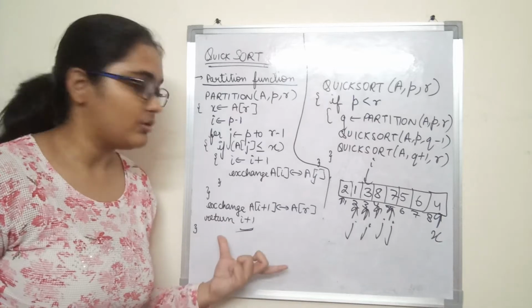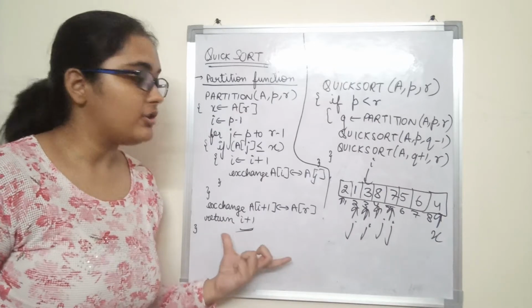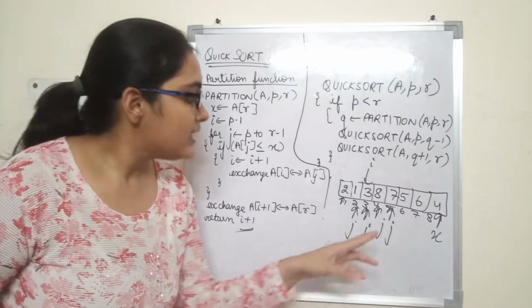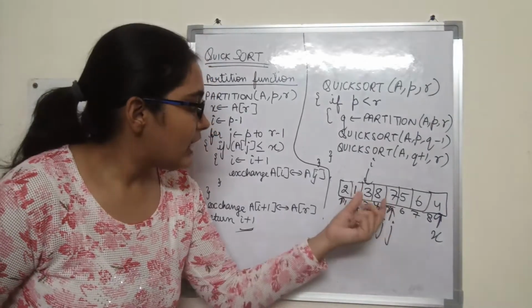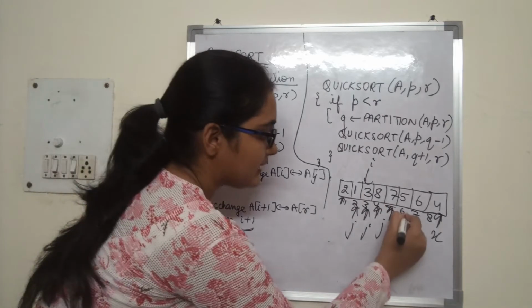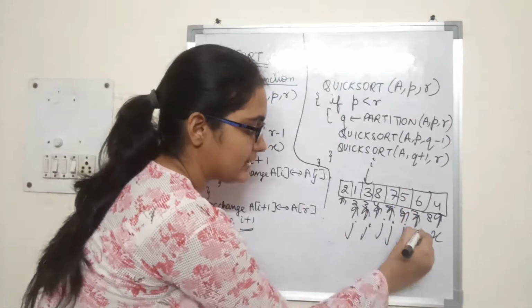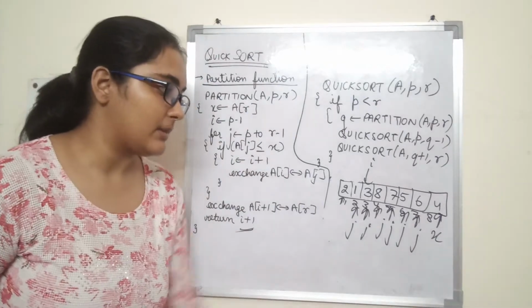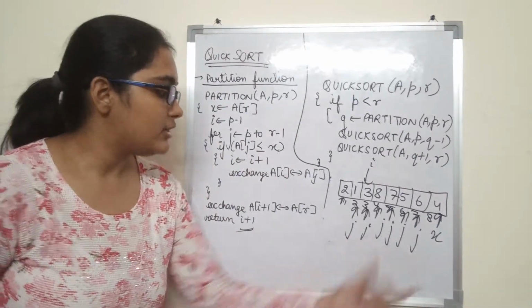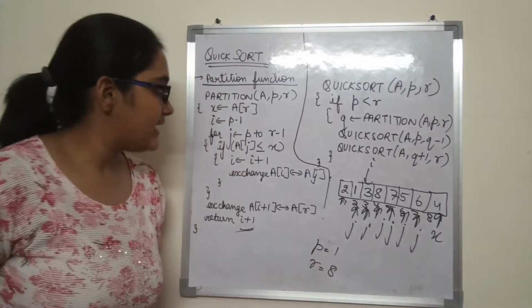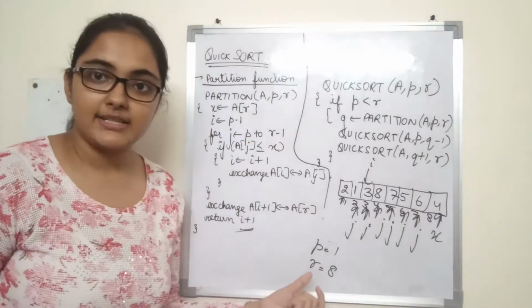For reference, if you don't understand at any point of time, you can refer to the previous video in which I have explained the partition function. Okay, so now we have done the exchange. Now j is incremented. Is 5 less than or equal to 4? No, so incremented. Is 6 less than or equal to 4? No, so incremented. Now j has to run from 1 to 7. Why? Because p is equal to 1, r is equal to 8, and j has to run from p to r minus 1, that is from 1 to 7.